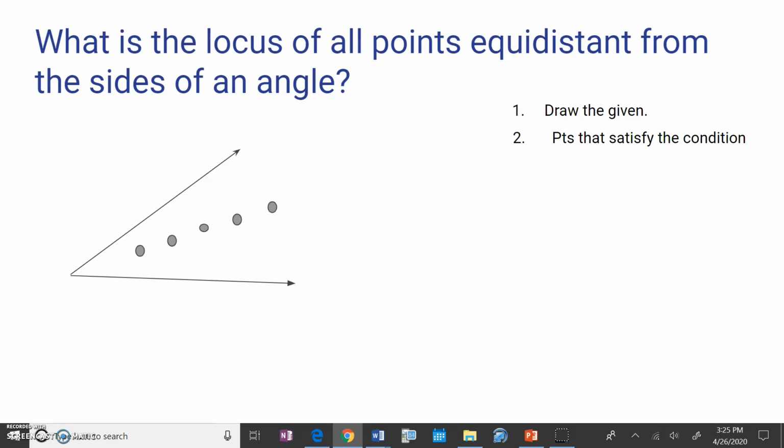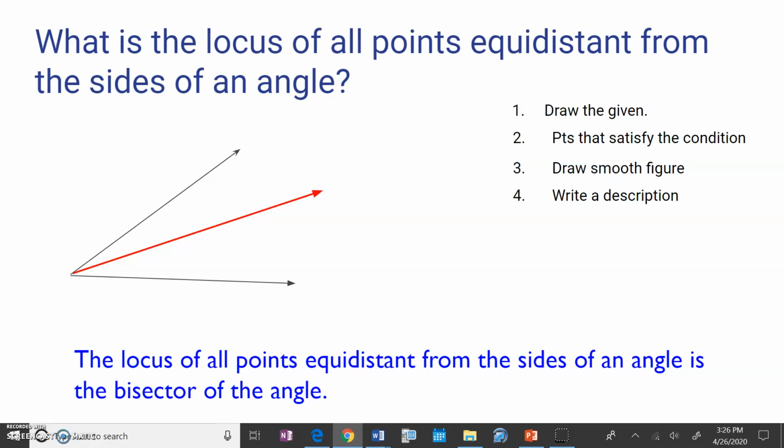And what we start to see is the pattern that's developing. I have found multiple points that satisfy this condition. I now see what this pattern is going to be. I can draw a smooth geometric figure as step 3. And it's going to be this ray. That ray is the locus. So now I have to write a description of what that means. The locus of all points equidistant from the sides of an angle is the bisector of the angle. So this angle and this angle are going to be congruent, and they are going to be exactly half of the original angle.